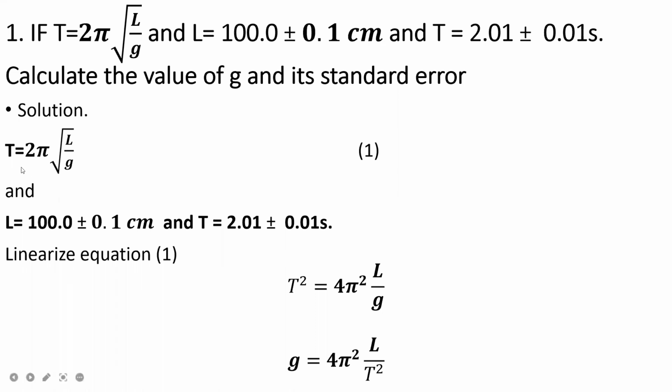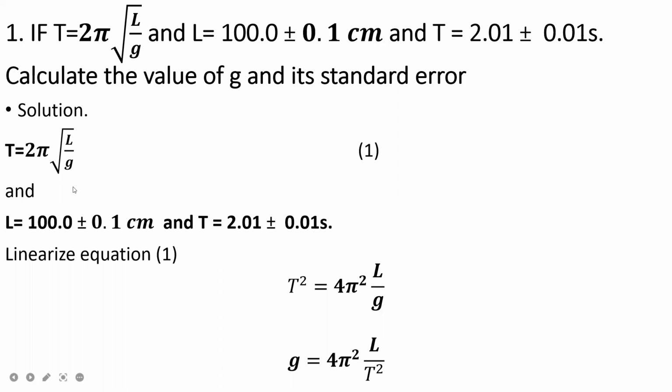First things first, we were given the value of T, which is known as the period for a simple pendulum. T equals 2 pi square root of L over G. We've been given the values of L and of T. The first thing you need to take note of is that the values after plus or minus are known as the standard error for each of the variables. For L, plus or minus 0.1 centimeter is the standard error, and for the period, plus or minus 0.01 seconds is the standard error.